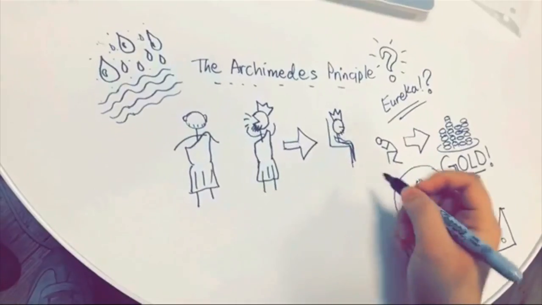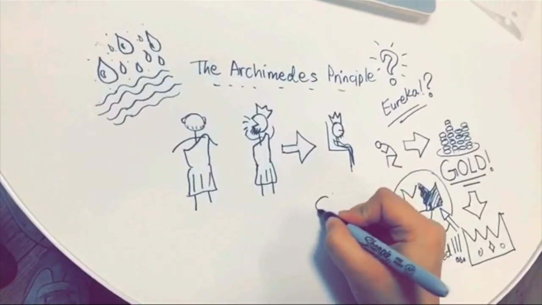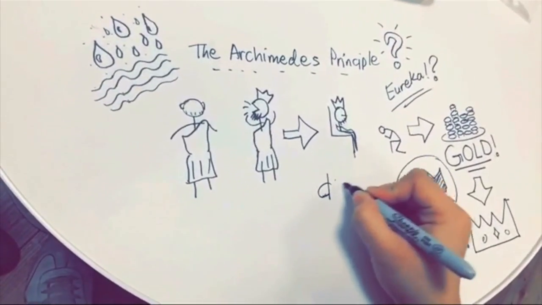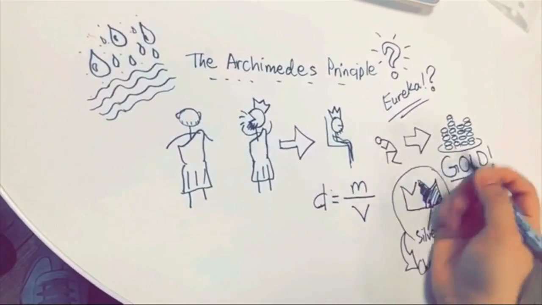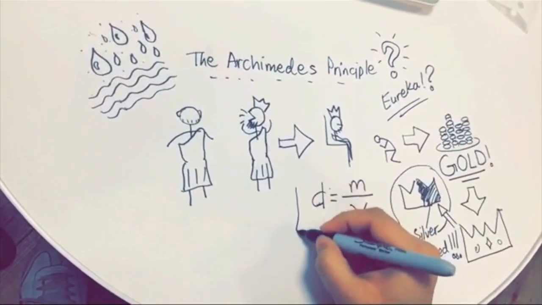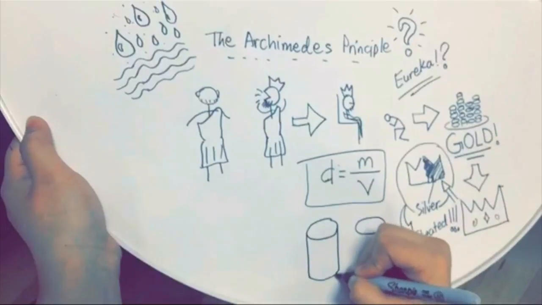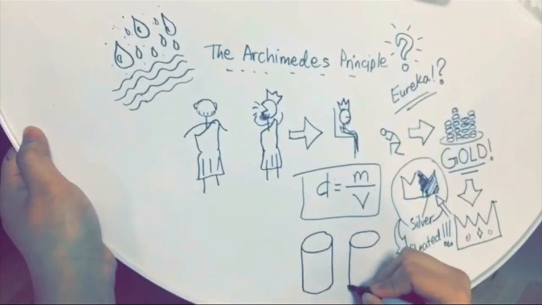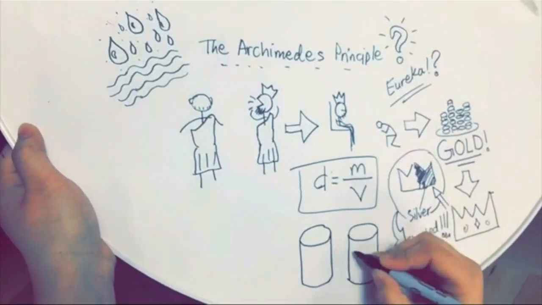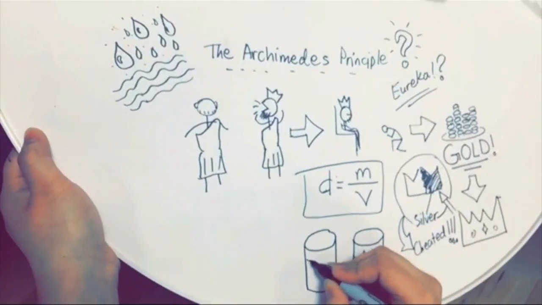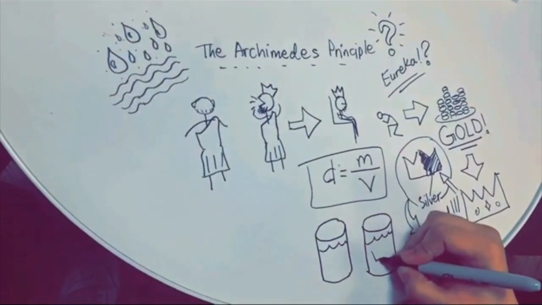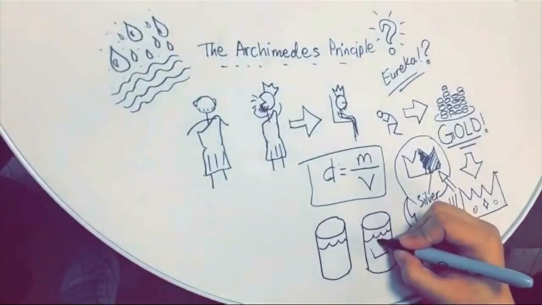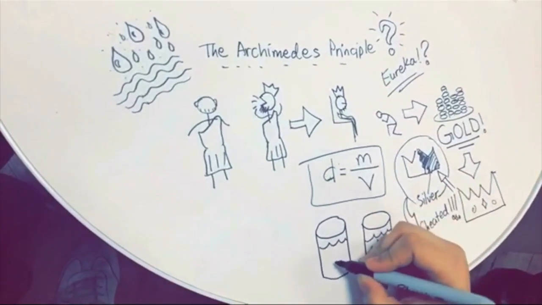To understand how Archimedes came up with his solution, we have to understand the basic formula of density. We know that density is mass over a given volume. What Archimedes did was simple. He took the crown made by the goldsmith, and he took the amount of gold that the king initially gave the goldsmith and put both of them in a tub of water.